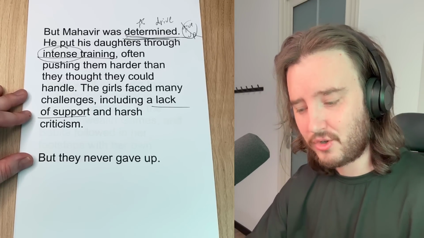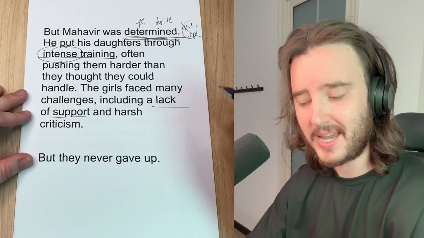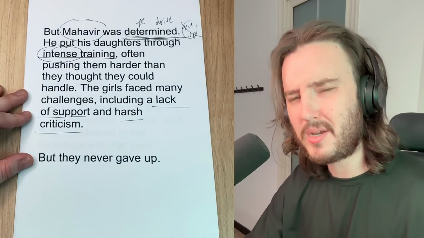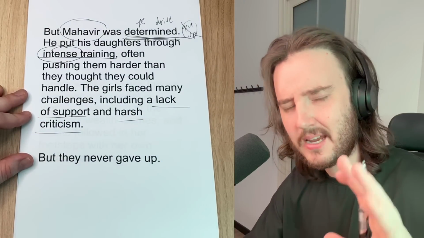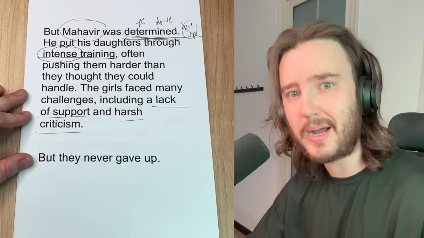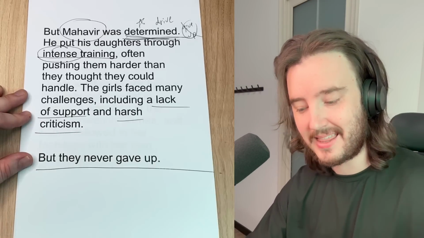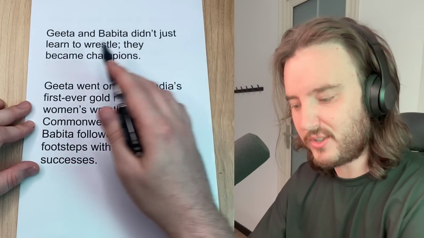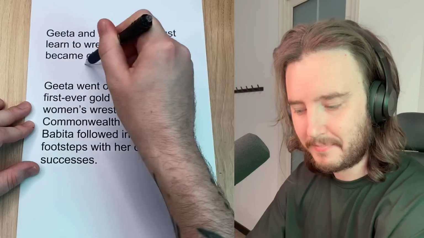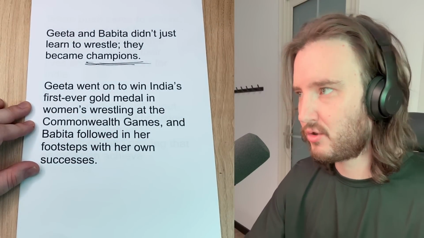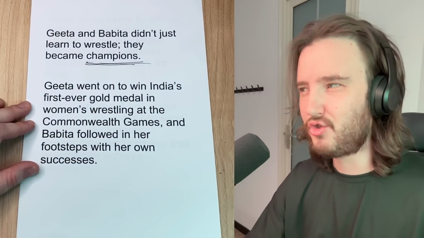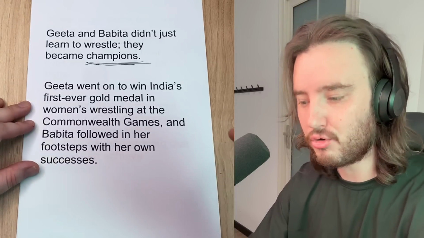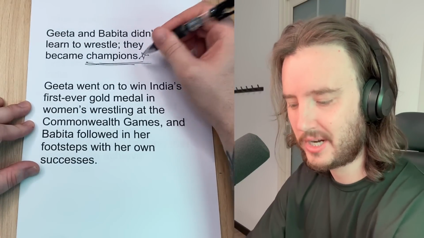Okay? So these two girls, they don't get support from anyone but Mahavir, their father. And they also receive a lot of harsh criticism. People really have a lot of nasty, mean, hurtful things to say about them. Everyone's laughing at them, but they never gave up. Gita and Babita didn't just learn to wrestle, they became champions. Yeah, okay, they didn't just make a half effort. They didn't just become decent or okay wrestlers. They became incredible athletes, incredible champions.